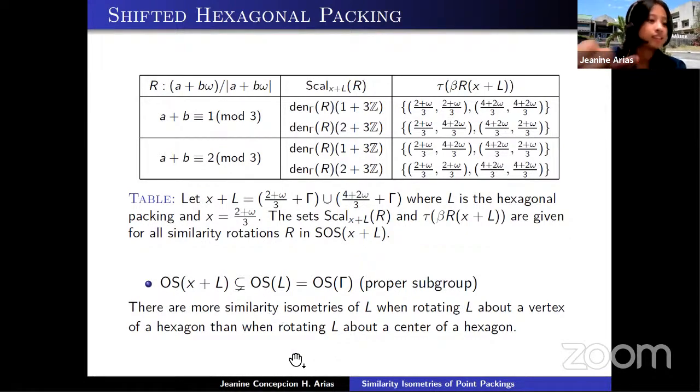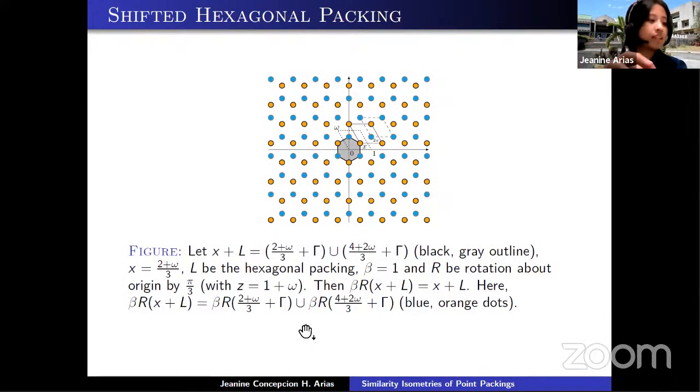Here's an illustration. We will again consider the rotation R to be the 60-degree rotation, but this time we use a different scaling factor. Here we take beta equals 1. So now we have the shifted point packing, and that's why it looks like this. We have x plus L, and we rotate about the origin using the 60-degree rotation.